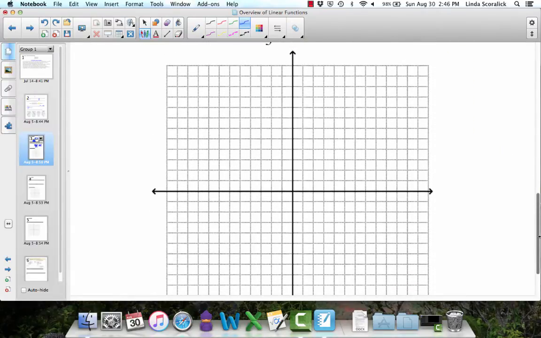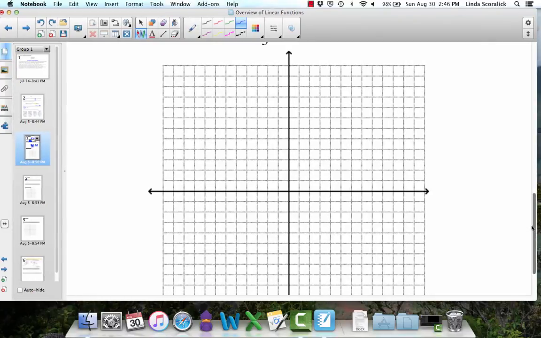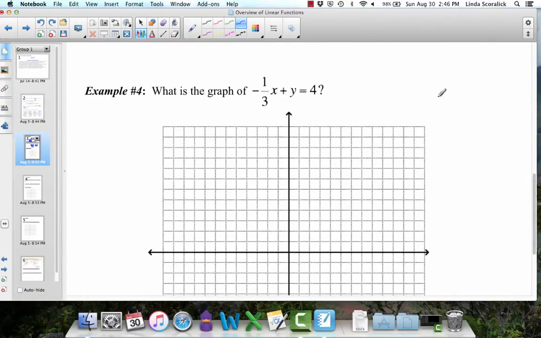Last piece here is going to be graphing lines that are presented in slope-intercept form. All right, in order to do so, we need this to have been solved for y. So what's going to happen here is we have to add 1/3 x to both sides, and we get 1/3 x plus 4. Here, our y-intercept is 4, and our slope is 1/3.